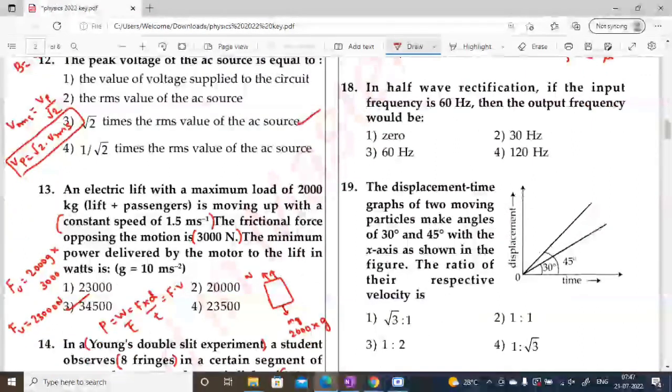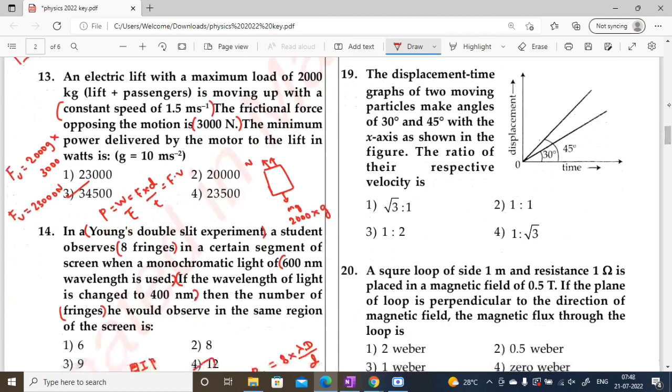And half wave rectification, if the input frequency is 60 hertz, then the output frequency will be very clear, guys. In half wave rectification, the frequency remains the same, and in case of full wave rectification, the frequency becomes double. It's a direct one. So 60 hertz means the answer will be 60 hertz. Suppose the same question is replaced with full wave rectification, that will be doubled, that will be 120 hertz, right?